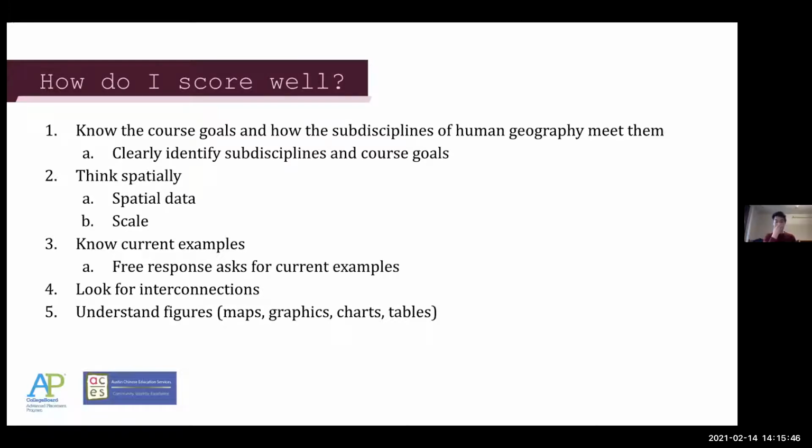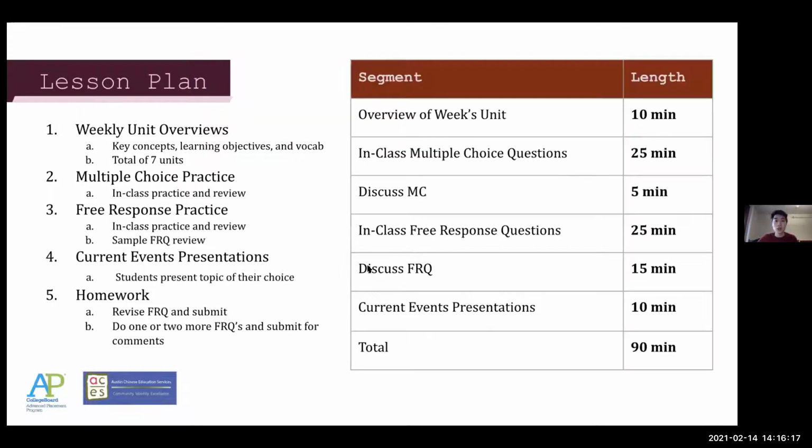And finally, it's really important to be able to understand and analyze figures. This includes maps, graphics, charts, tables, and even cartoons. In the 2021 exam, this is really important because starting in 2020, the AP multiple choice section of the human geography exam is now comprised of 50% stimuli-based questions, which means that they provide you a figure and you have to answer the question based on the figure. So I structured the lesson plan based on the best ways to target these 5 areas that you need to improve.